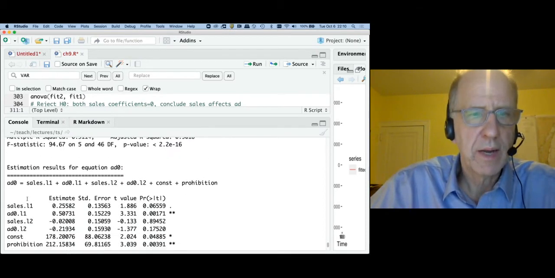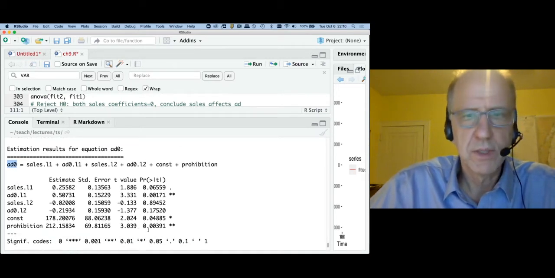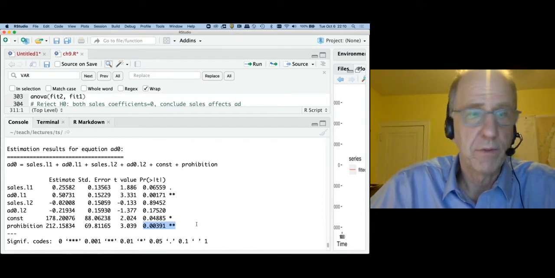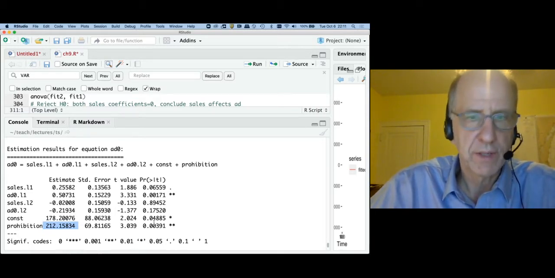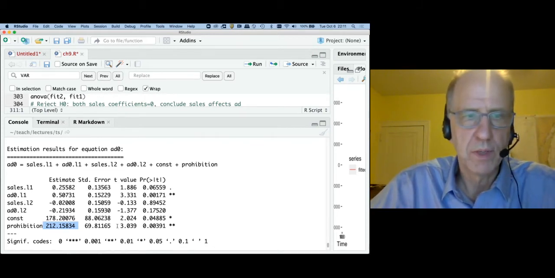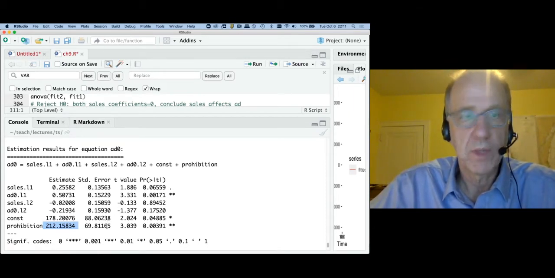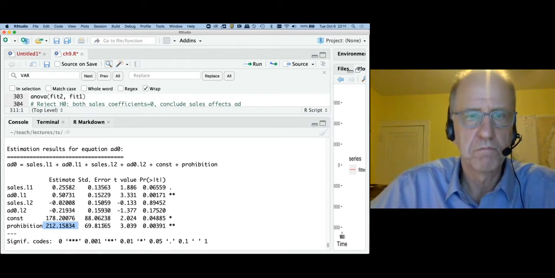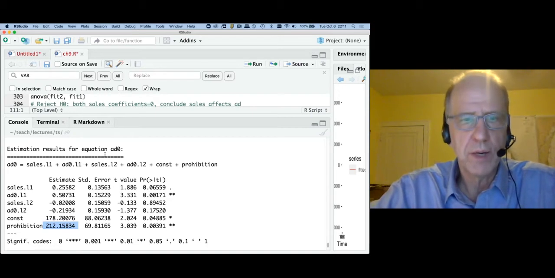On the other hand, let's look at how prohibition affected advertising. What we're going to see is a very strong positive effect. During prohibition, advertising budgets went up by 212 on average, and that's very highly significant, suggesting that Lydia Pinkham knew what they were doing. They wanted to sell more of their alcoholic elixir, and that's why they started increasing their advertising budgets during prohibition. That gives you a little bit of a sense for how we would use VAR models.